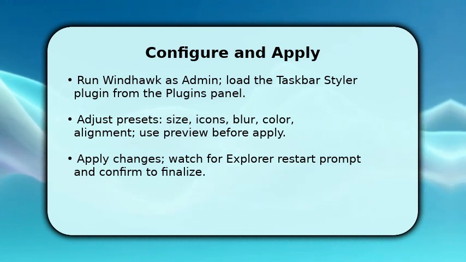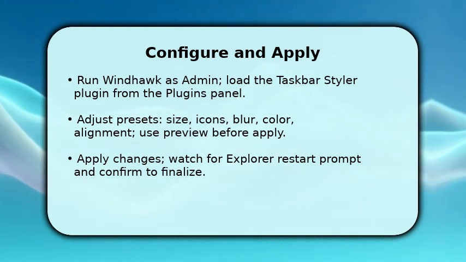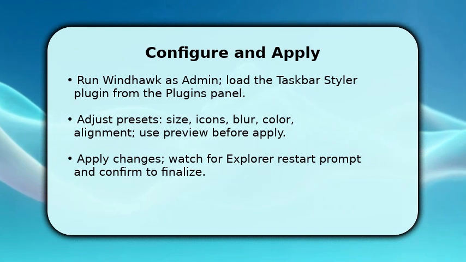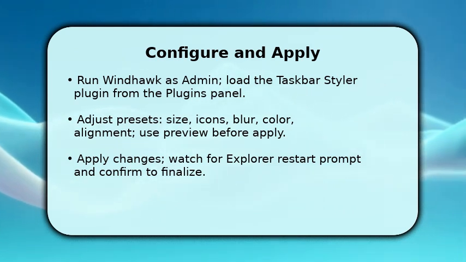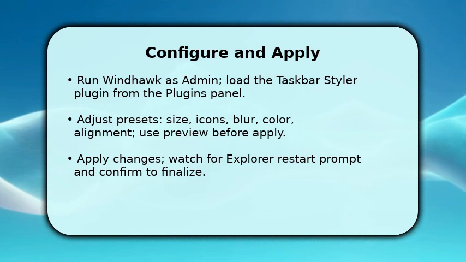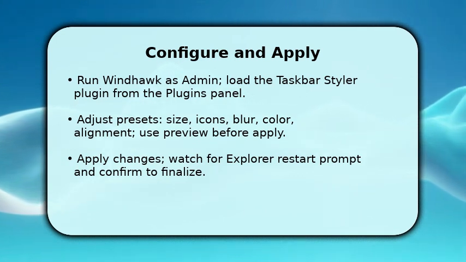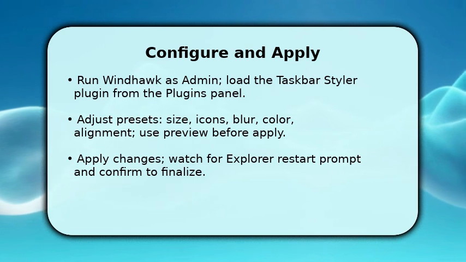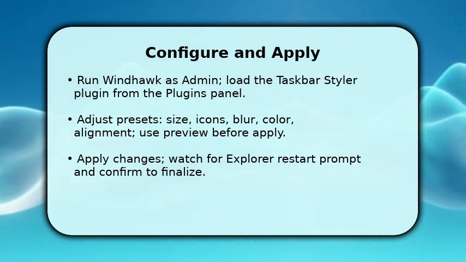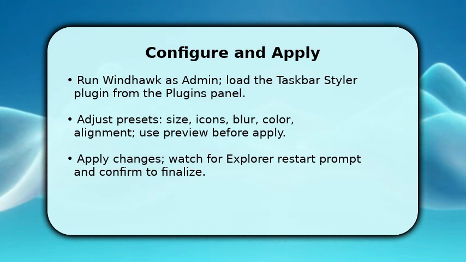Next, tweak presets. Change taskbar height, icon scale, blur and color, and alignment. Because these directly affect usability and visuals, use the preview to compare options. After you pick settings, apply them. Windhawk will prompt to restart Explorer. Confirm that restart to finalize changes, so the new styling is fully injected into the taskbar.